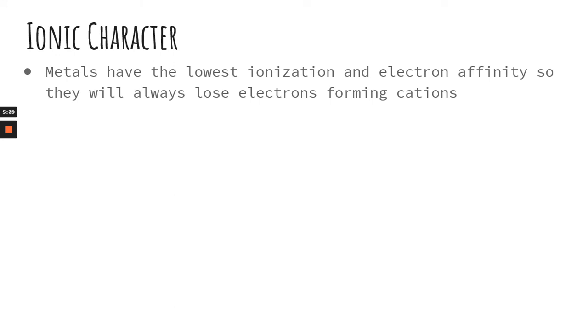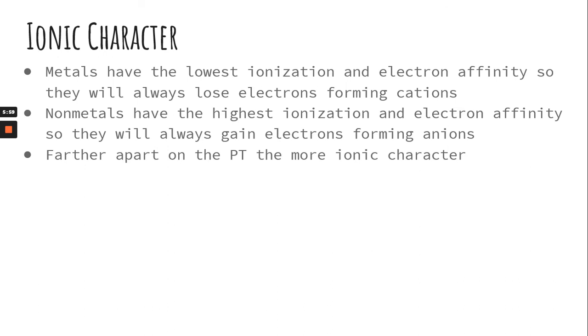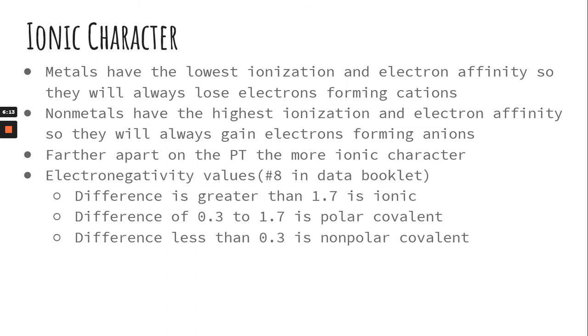Metals, if you're thinking about the types of elements, have the lowest ionization and electron affinity, so they always lose electrons to form cations. Nonmetals are the opposite. They have the highest ionization and the highest electron affinity, so they always form the anions. The farther apart they are on the periodic table, the more ionic character they have. So the farther apart the elements are, the more likely that electron is going to be transferred as opposed to shared. Now we can tell whether or not it's going to be transferred by looking at the difference in electronegativity values. Remember, electronegativity value is how much the nucleus can attract electrons in a bond.